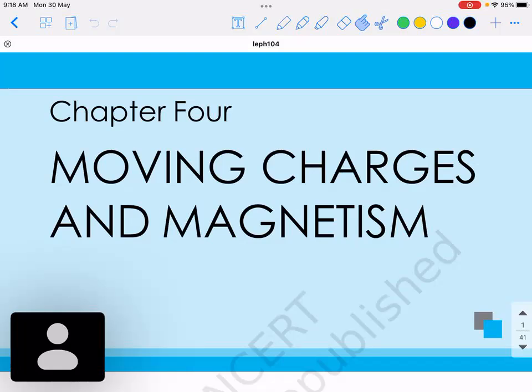So having said this, are we ready to get started? Yes? Right. So first write down the heading: moving charges and magnetism.